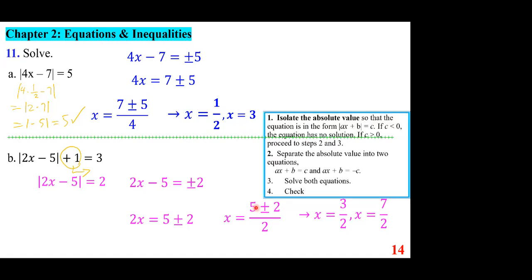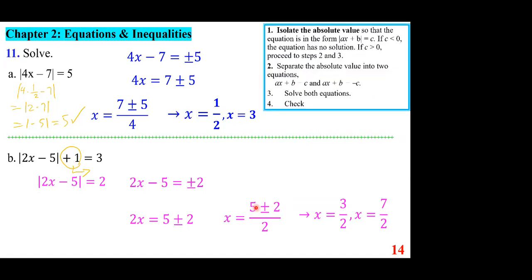So here's the synopsis of what you need to do. Isolate the absolute value so that the equation is in this form. If the right side is negative, you have no solutions. If it's positive, then go to the other steps, which means you write ax plus b, you drop the absolute value, you say it's equal to c, and it's equal to minus c, and you solve both equations. Okay, class? And again, I believe I've gone over that for you already, okay? And so that's pretty straightforward.